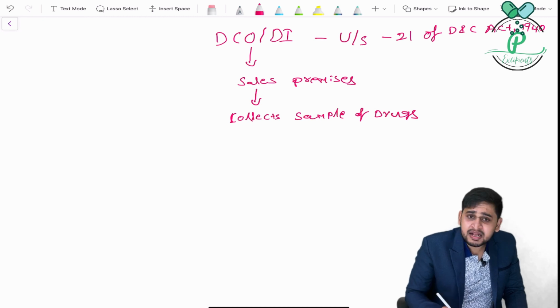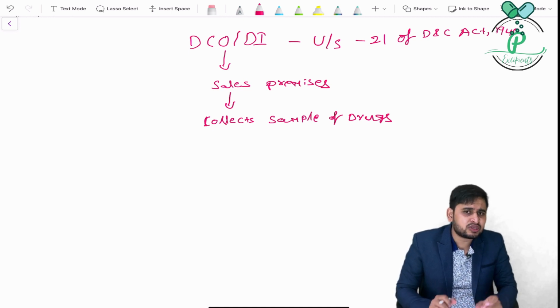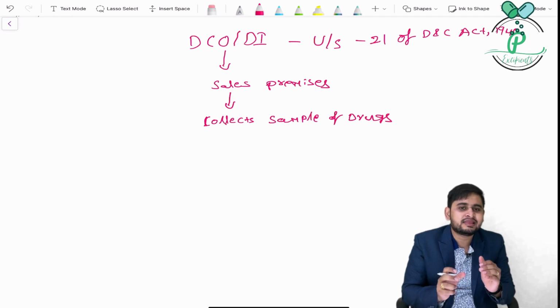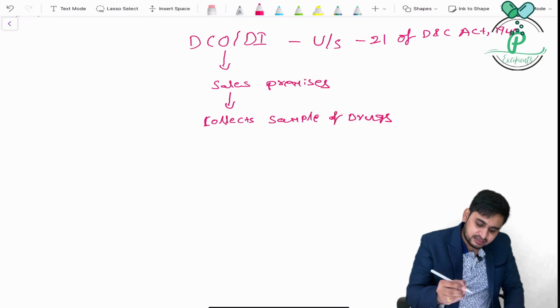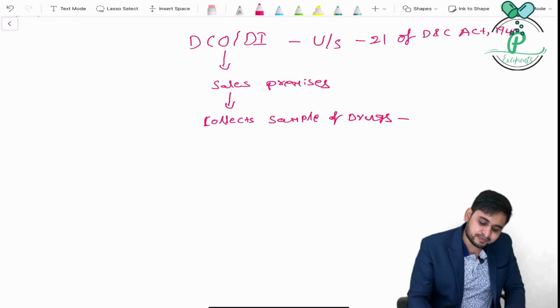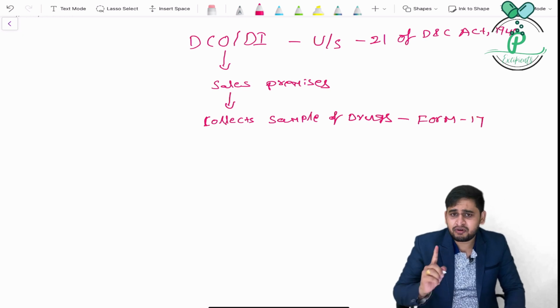Collects the samples of drugs. While taking the sample of the drug, you need to give the intimation to the concerned shopkeeper that the drug inspector is taking the sample for test or analysis to ascertain the quality of the drug, right? So collects the sample of drugs in the form. So you can learn the forms here, right? Which form will the drug inspector use for taking the sample? Form 17, right? Form 17.